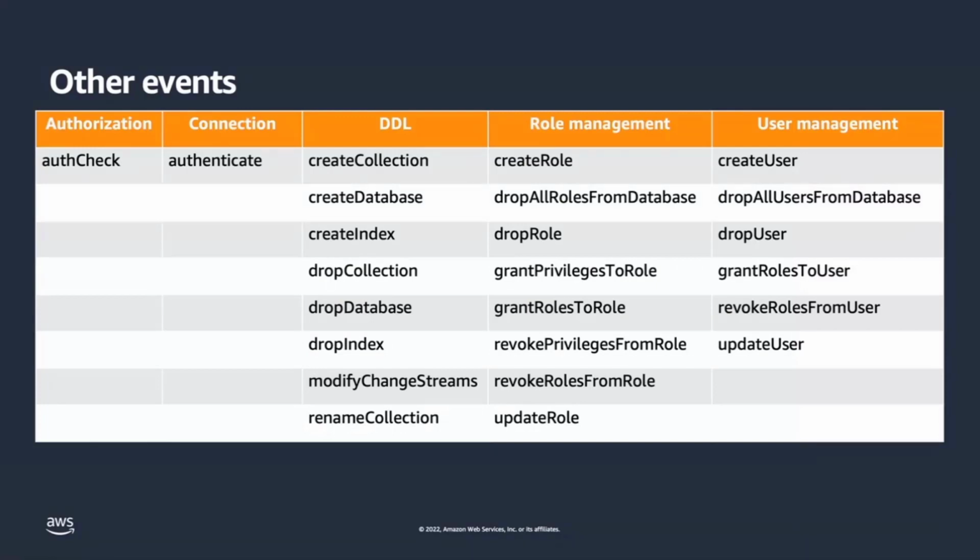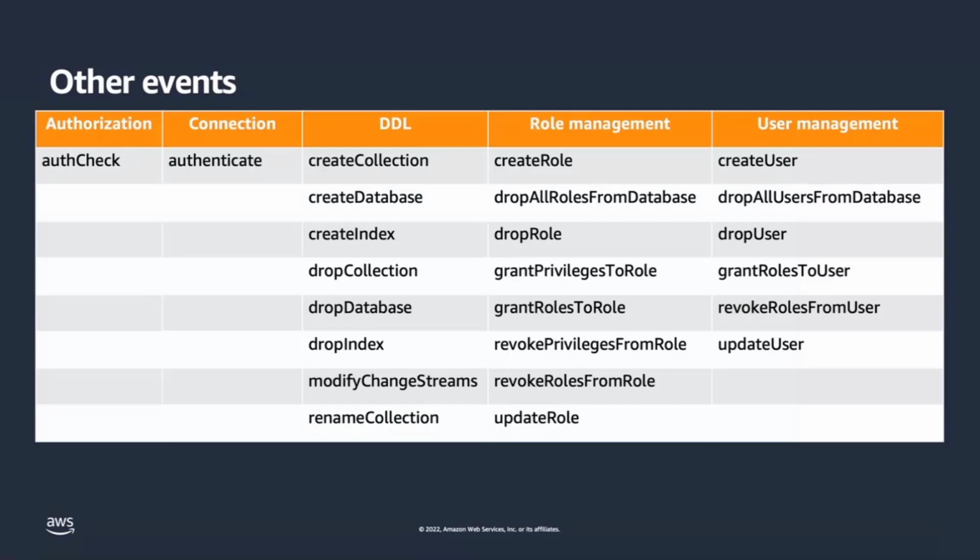Connection events are generated on successful or failed authentication attempts on a new connection to the database. Think of this as connecting to the cluster. Were they able to connect or not? Maybe they provided invalid credentials. So connection events are generated on success or failure to authenticate.